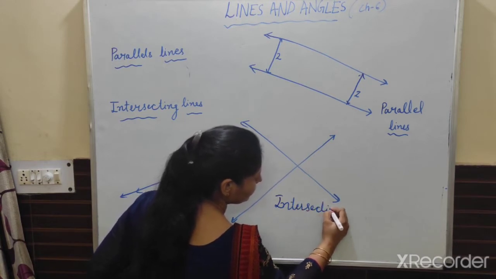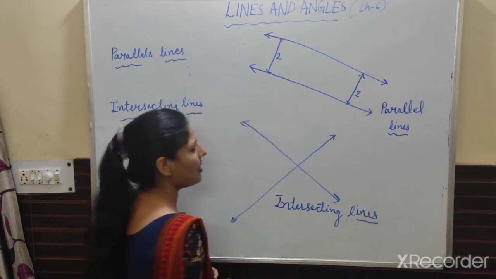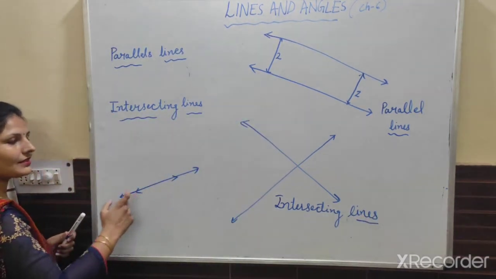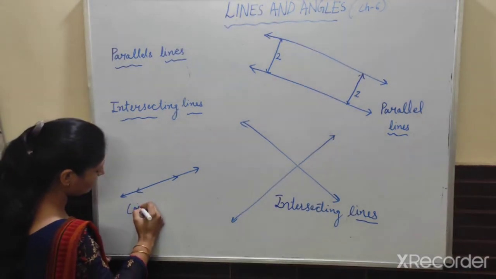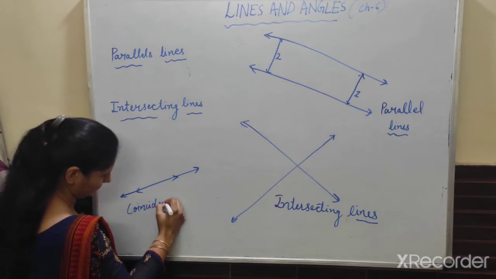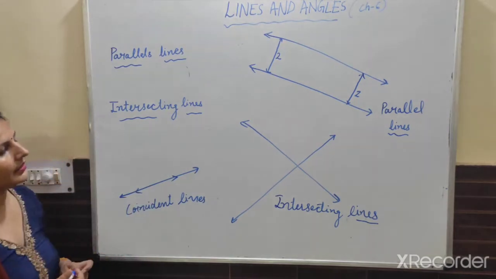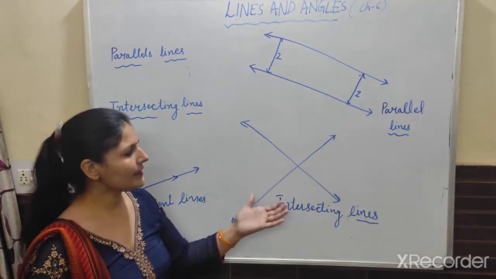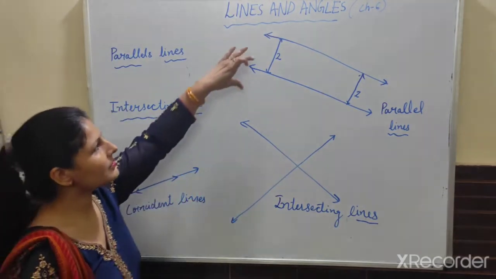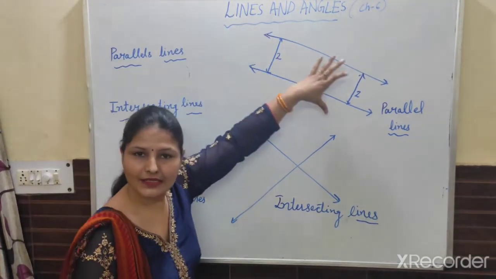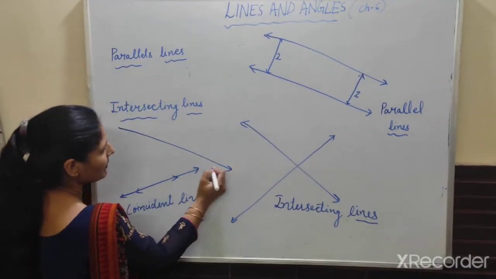And everyone knows that these are intersecting lines, or what are these lines called? These are coincident lines, which overlap. Okay, either lines are parallel or intersecting. Parallel lines have two points whose difference is always the same, and intersecting lines may intersect anywhere.